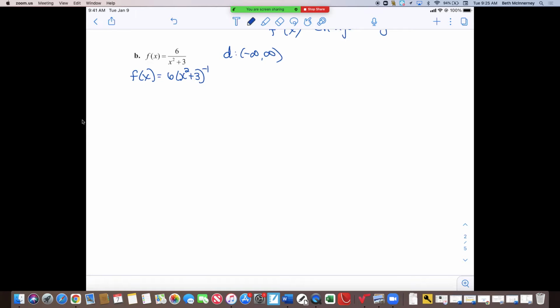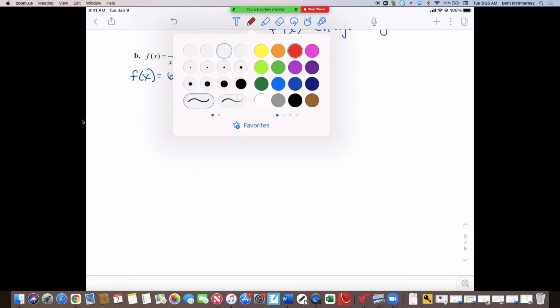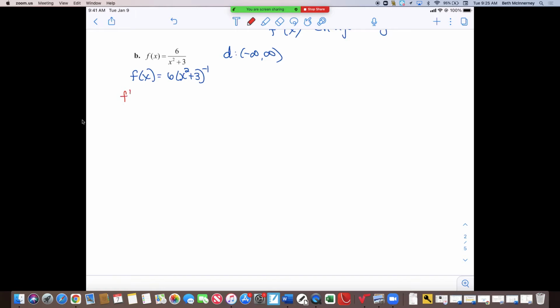Do you notice that the domain is all real numbers? Because I have x squared plus 3. If it had been x squared minus 3, I'd have a problem. I would have a restriction on that domain. I'm going to go ahead and get started and pause, but I want to make sure that you were able to find the second derivative correctly.